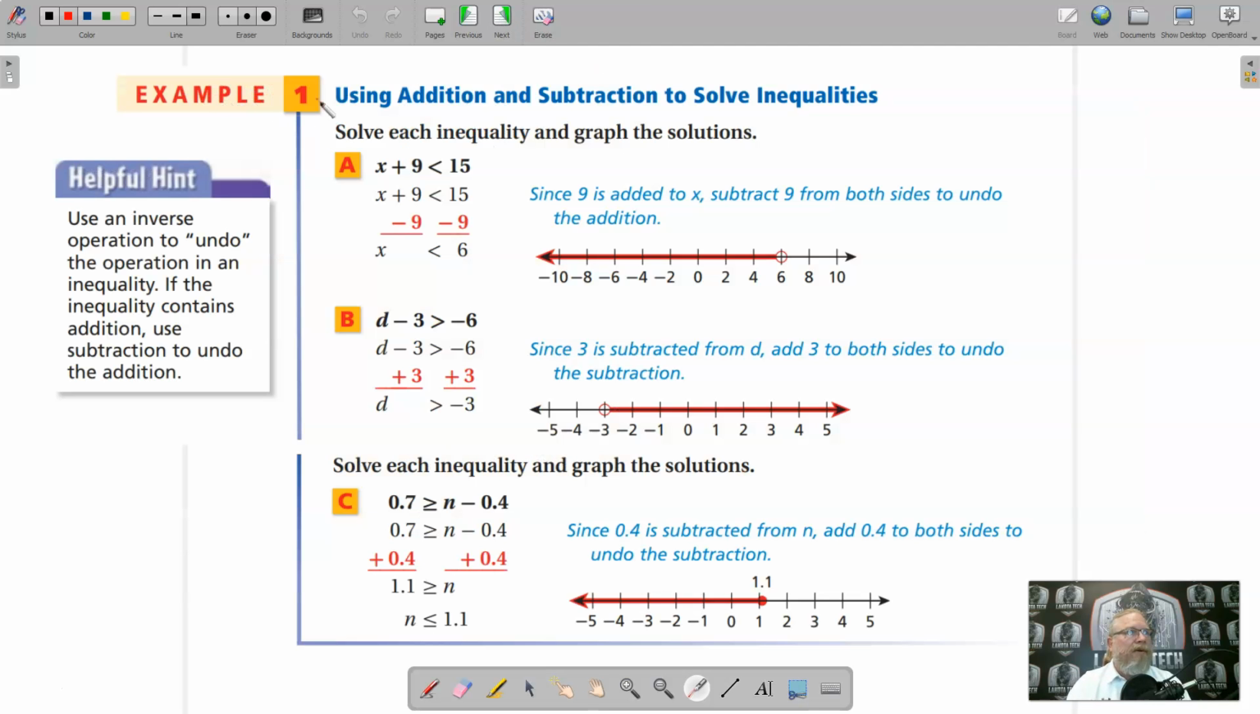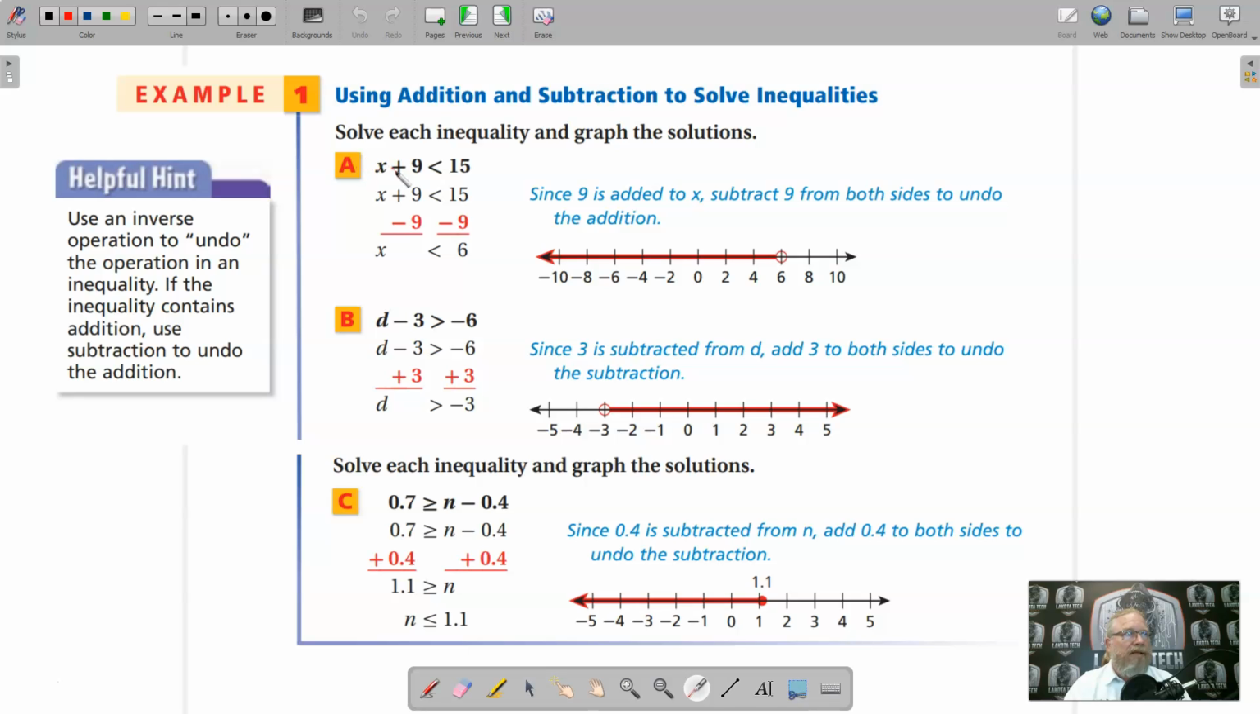Moving along, in example 1, let's use addition and subtraction to solve some inequalities. So solve each inequality and graph the solutions. Note over here in the helpful hint, it tells us to use inverse operations to undo the operation in an inequality. If the inequality contains addition, we're going to use subtraction to undo the addition. And likewise, if it's using subtraction, then we'll use addition to undo the subtraction. Sounds a lot like equations, doesn't it? So if you were good at solving equations, you'll probably do pretty well at solving inequalities.